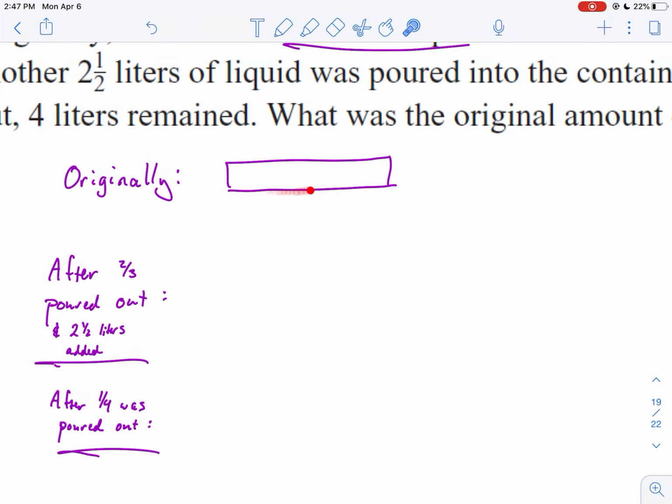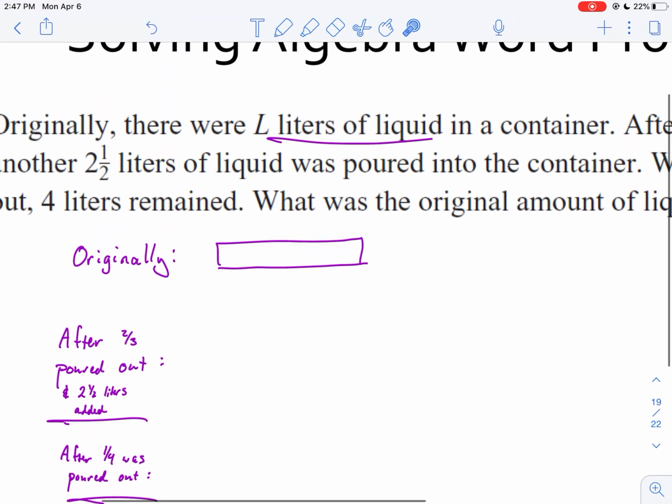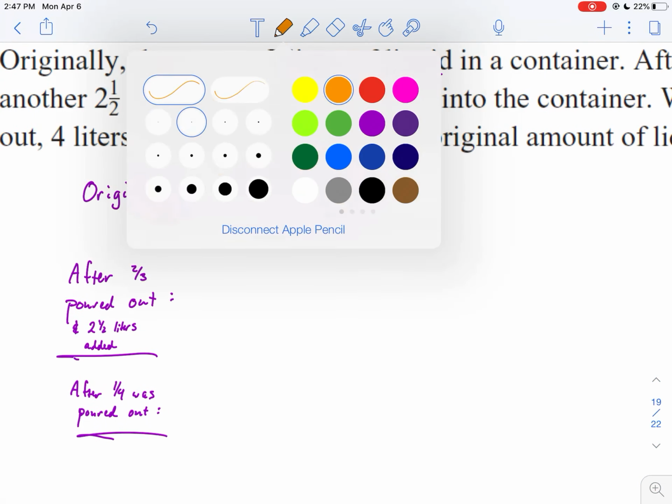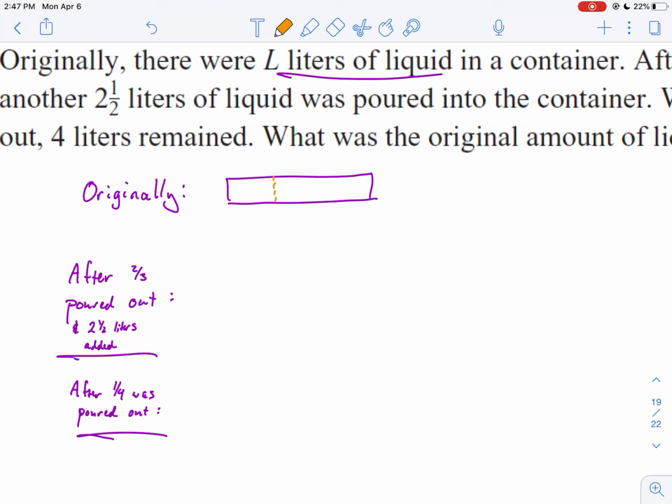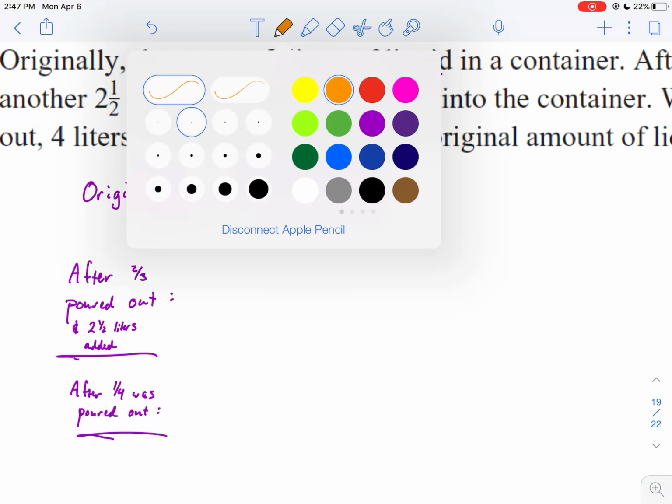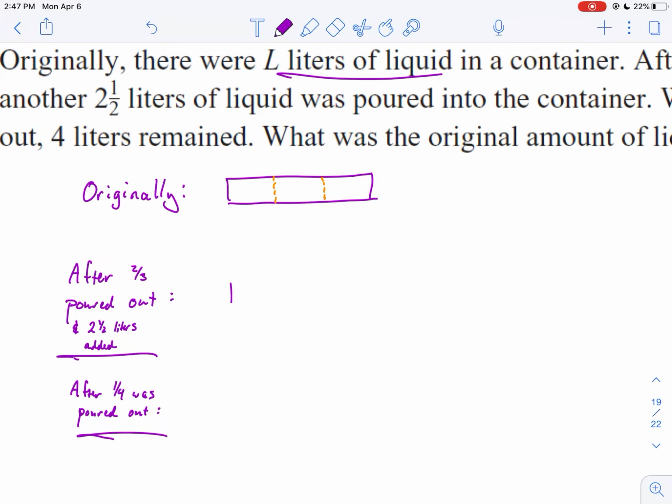So if originally I had this much, and then 2/3 of that is poured out, I need to break this into thirds, and 2/3 of that is poured out. So we're left with only 1/3. And then I need to add 2.5 liters. I don't know how big the 2.5 is. It's not 2.5 of this amount, it's 2.5 liters.